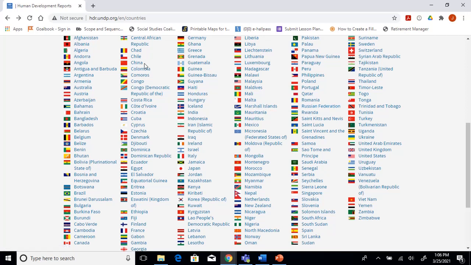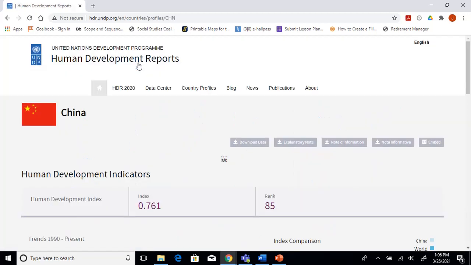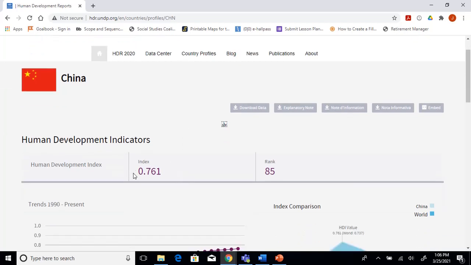And what you do is once you pick that country, you click on it. So we're going to choose China. All right, I'm going to show you just where you can find all of the information. First thing you need to come up with is what is the HDI level? What is the Human Development Index? And that number is right here, 0.761 for China. Now, the HDI is 0 to a 1. Okay, so it's all going to be done in this decimal form.